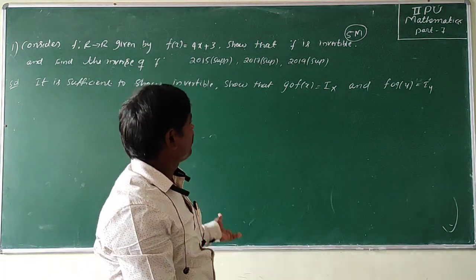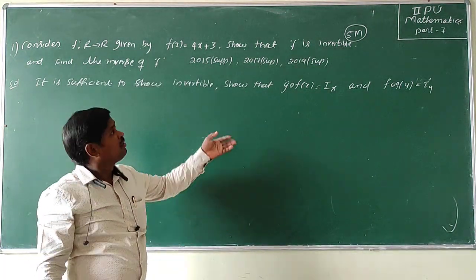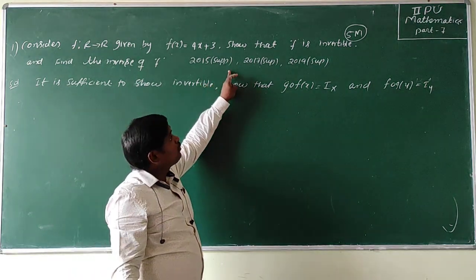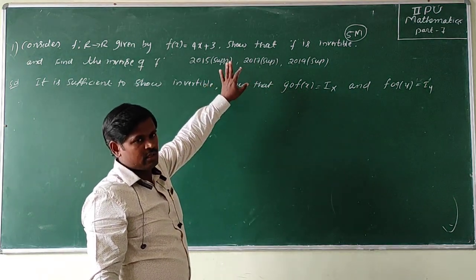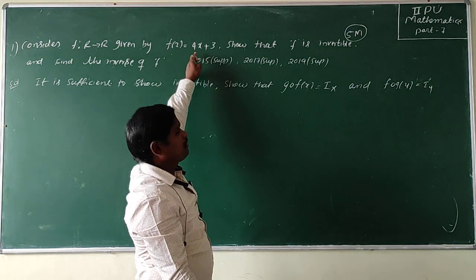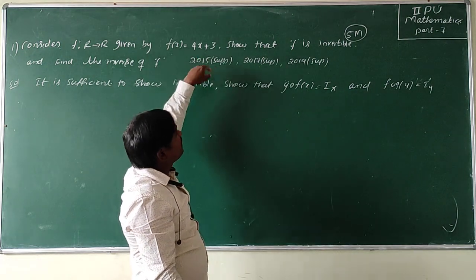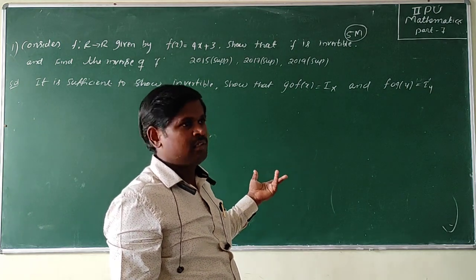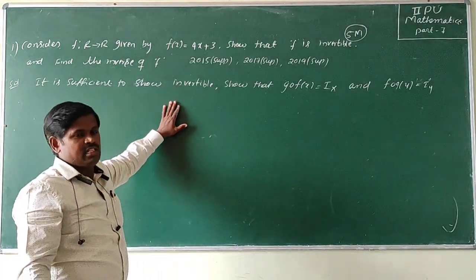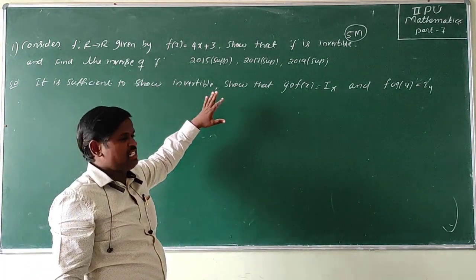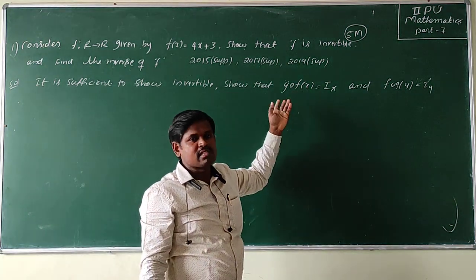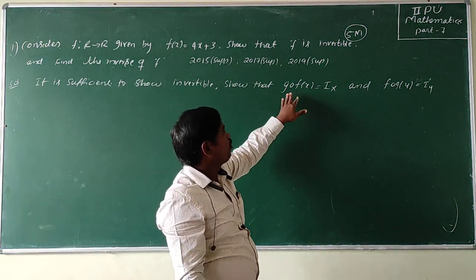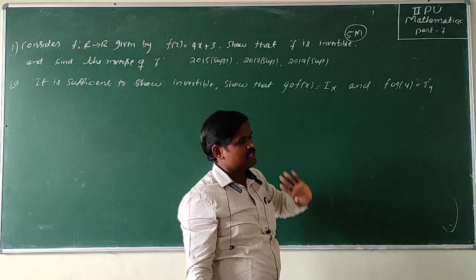It can also be solved by showing one-one and onto. So we show that the given function is one-one and onto, then it is invertible, and we find the inverse of f. This is easy to verify for an invertible function. Already you know the composition portion of g circle f and f circle g.